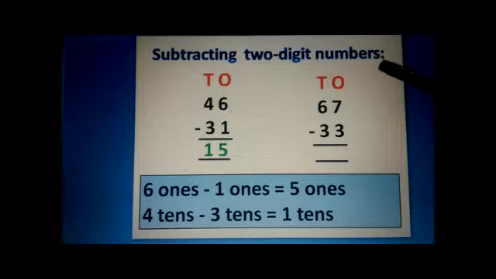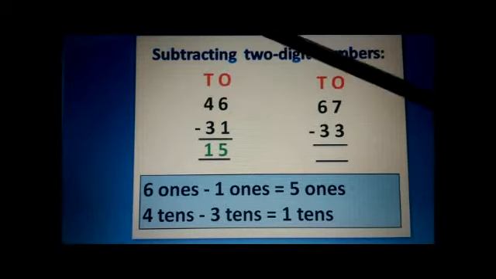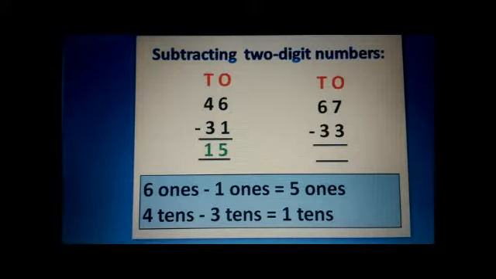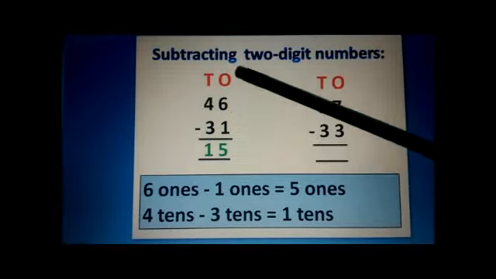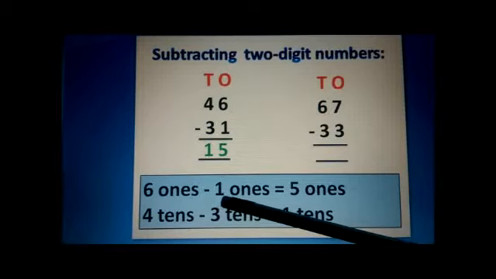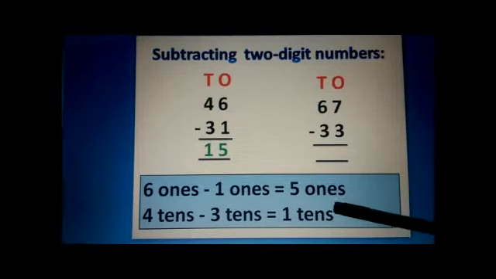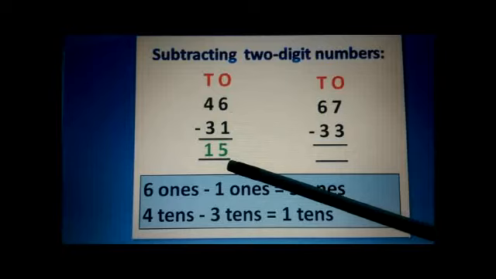Subtracting two-digit numbers. Two-digit means numbers up to the tens value, ones and tens. And in our previous lecture we have already discussed that math always starts from the one side. So first of all we have to solve the one side. Done class? So what is the value of ones? 6 minus 1. 6 ones minus 1 ones is equal to 5 ones. So we can write 5 in the place of ones value. Done class? And then we will move to the tens value.